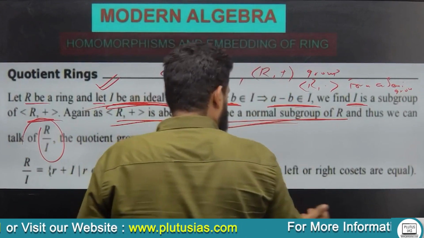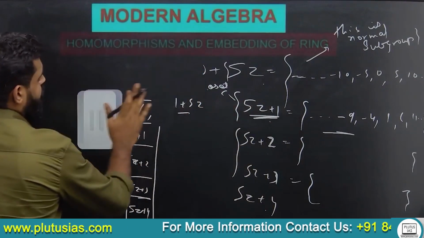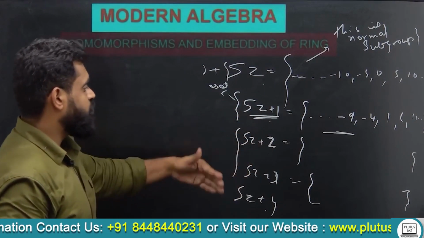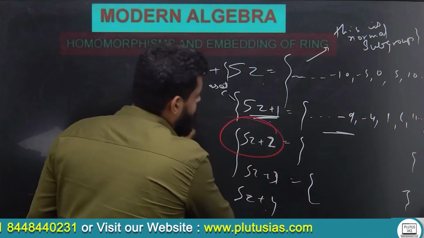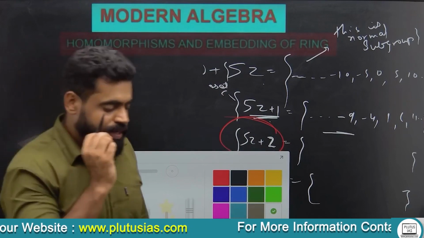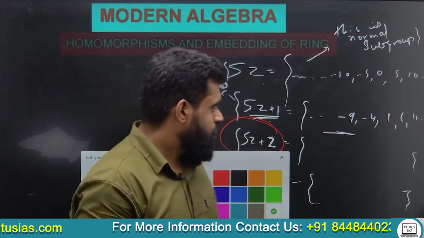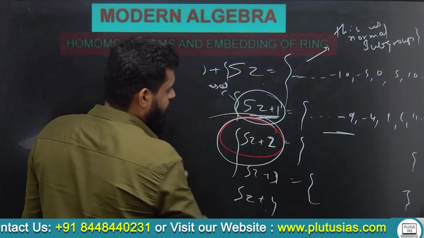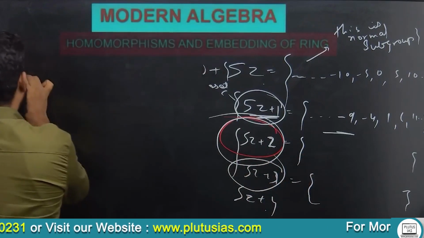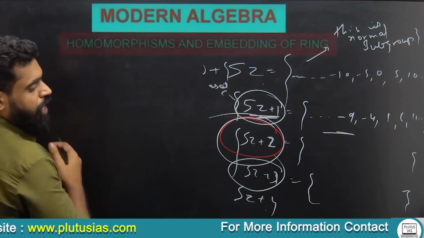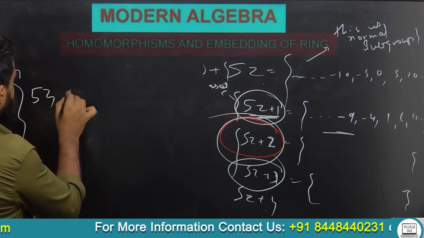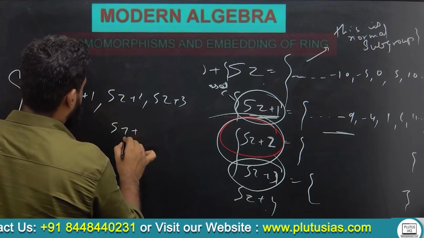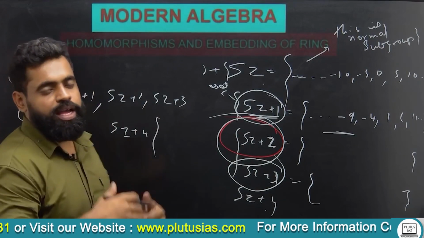See, in the previous example, what if I tell you this 5Z plus 1, this 5Z plus 2, this 5Z plus 3, and I consider this whole set as an element. Are you getting this? This is a bit tricky and complex, but you have to understand that I consider this whole set as an element, and taking all these together, we form a set: 5Z plus 1, 5Z plus 2, 5Z plus 3, 5Z plus 4. Then this whole set again forms a group.